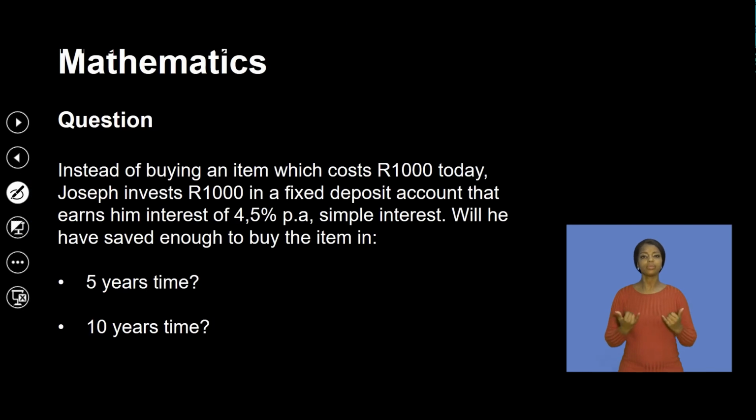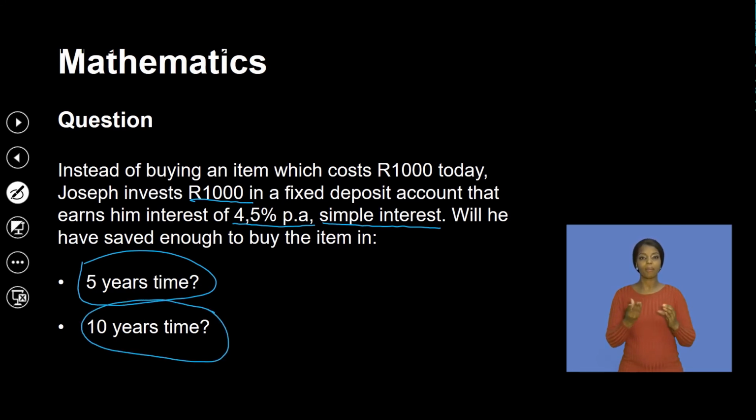Now, the question that we're going to then try to ponder on is, instead of buying this item now, which maybe I might not afford, what will happen if Joseph invests that amount in a fixed deposit account that earns him interest of 4.5, the same inflation rate that we are talking about, but now at simple interest. Will he have saved enough to buy the item in, let's say, 5 years or in 10 years?